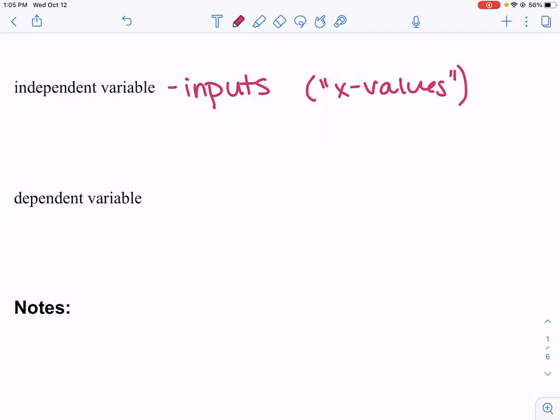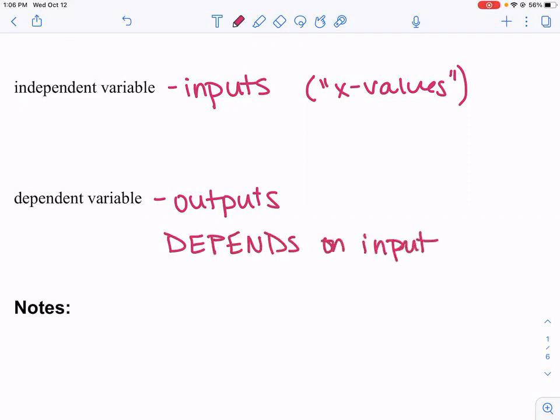Where the dependent variable, like if your parents have health insurance, you're considered a dependent because you depend on them to have the insurance for you. A dependent variable is depending on something else to get its value. So these are going to be our outputs, and these depend on the inputs to get the value.